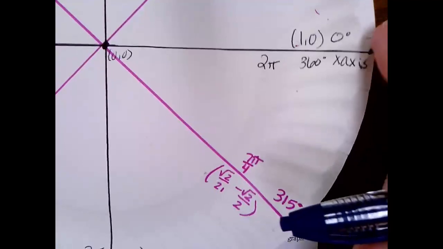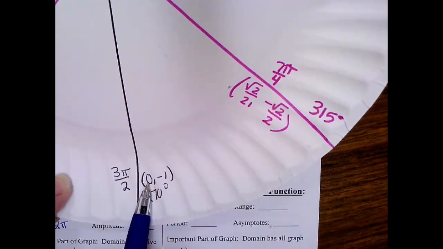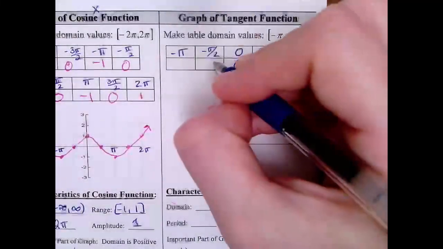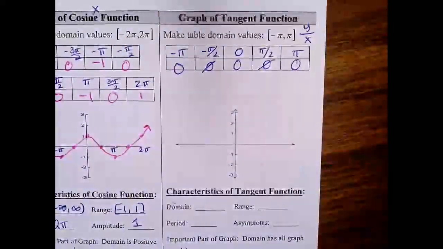Negative pi over 2, remember if we go to negative pi over 2, it's like going to 3 pi over 2, so we go this way, negative pi over 2. Again, negative 1 divided by 0 cannot happen, it's undefined. And negative pi is going to be the same as pi. So that's why this one's a little different.